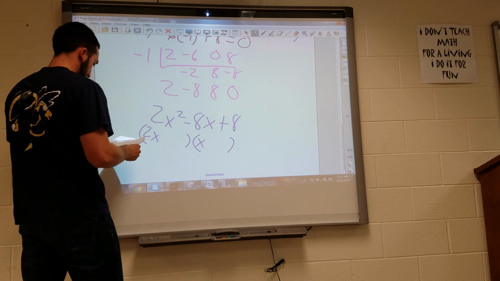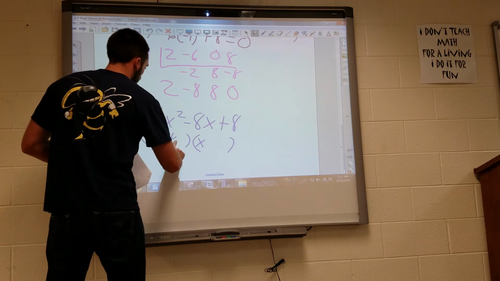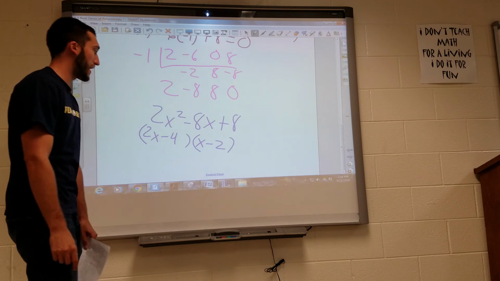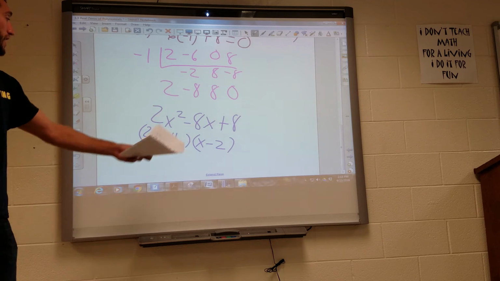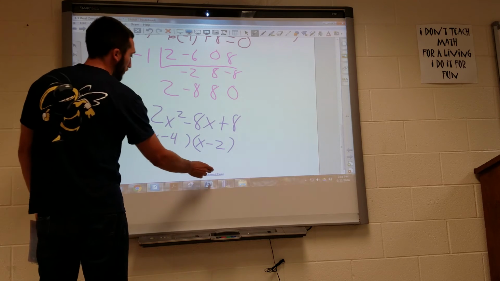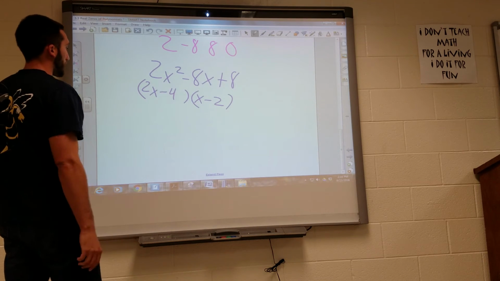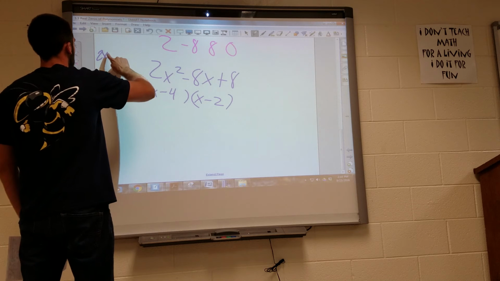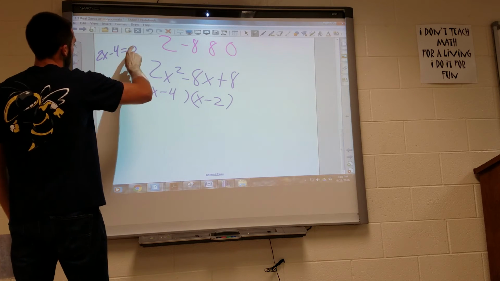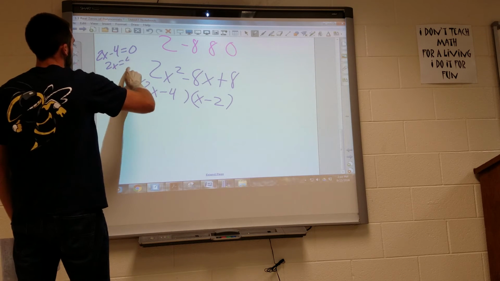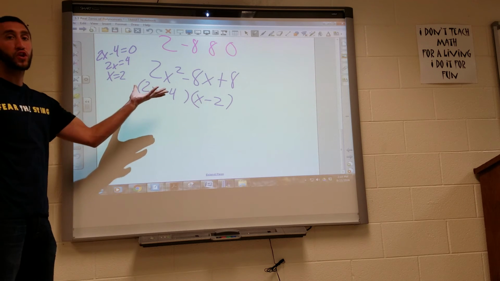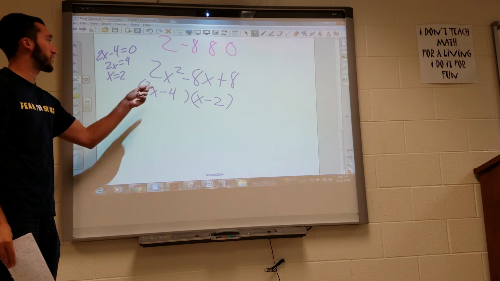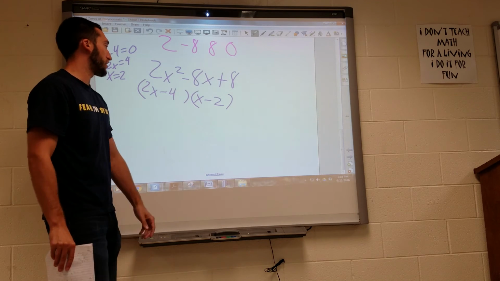So 2x minus 4, x minus 2. That would get us back to this quadratic, meaning my zeros, right, set 2x minus 4 equal to 0. Add the 4 to the other side. So my zeros in this case, both 2, right? If I plug a 2 in here, I get a 0. Plug a 2 in here, I get a 0.